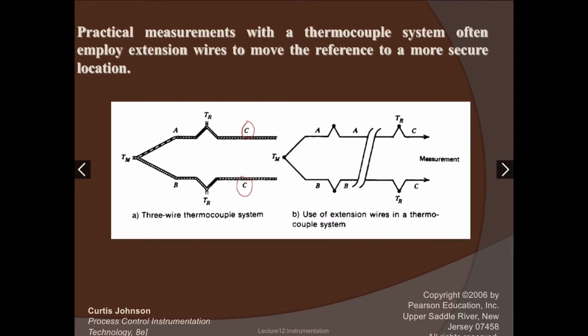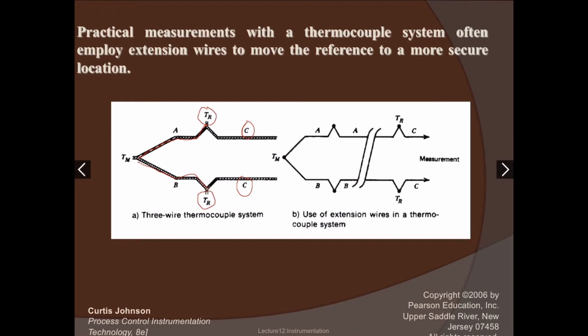So we have a thermocouple, metal A and metal B. To connect to the measuring device, we use common wire C. This configuration is called three-wire thermocouple. However, often the reference point needs to be moved to more secure location. The reference point needs to be moved further.